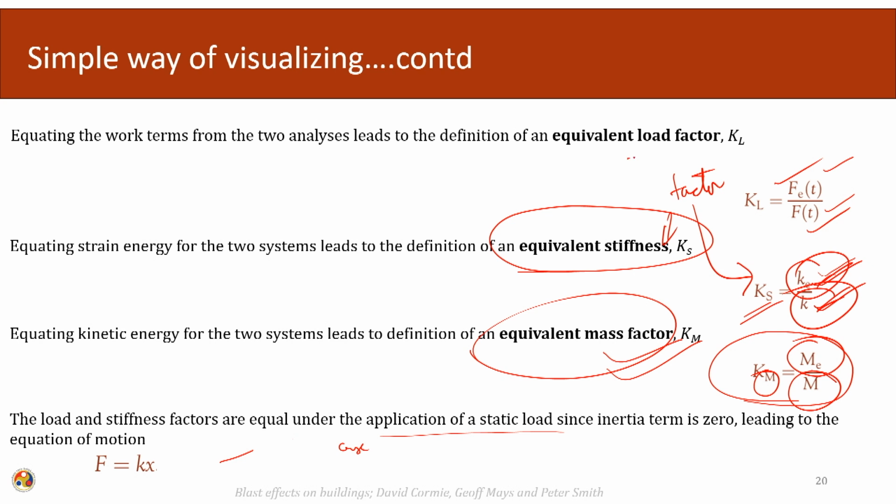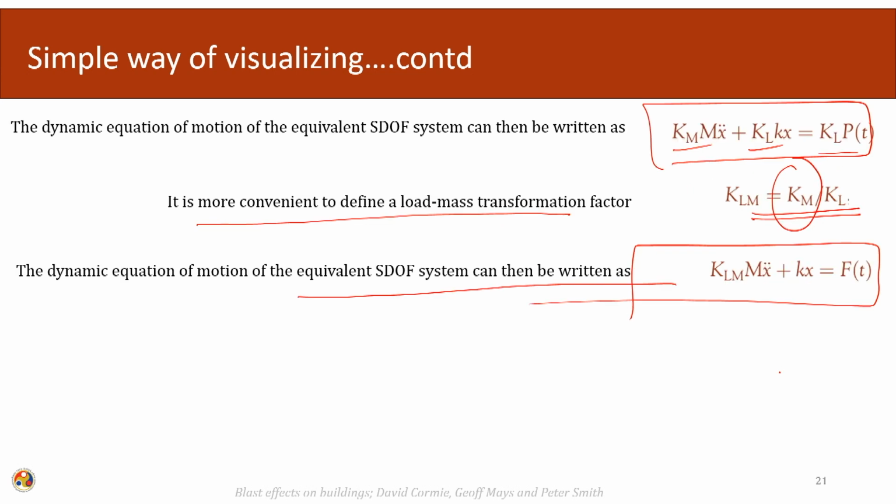Load factor is the equivalent loading divided by the actual loading, equivalent stiffness factor is the equivalent stiffness divided by the actual stiffness, and equivalent mass factor is the equivalent mass divided by the actual mass. After that, we rewrite our equation of motion in terms of the equivalent mass factor, equivalent stiffness factor and the equivalent load factor. Then we reintroduce a term between the equivalent mass and the load factor, and rewrite our equation of motion.